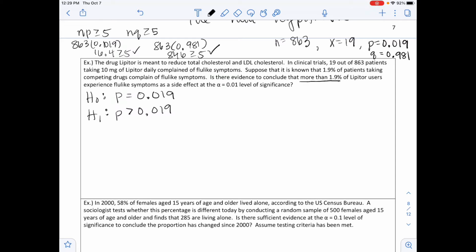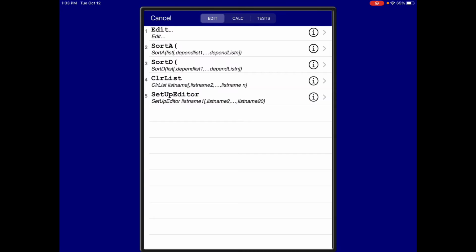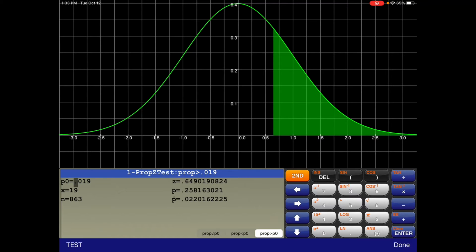So we're going to use one prop z test on our calculator. On your graphing calculator, you're going to go to Stat, to Test, down to 1-PropZTest, and you need to enter in your p0 value, which is 0.019, your x value, which is 19, n, which is 863, and then you need to select your alternative hypothesis, which is going to be that it is greater than p0 for this problem, and select enter. The app that I'm using is going to draw our bell-shaped curve, which is nice to see, and our p-value is going to be 0.2582 if we round to 4 decimal places.